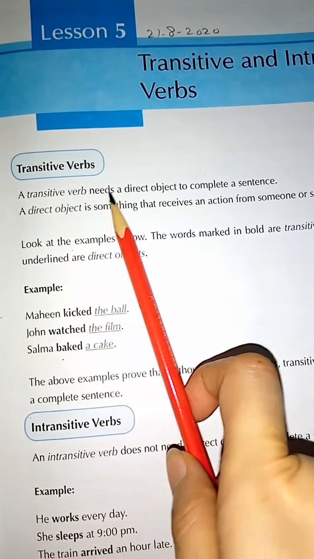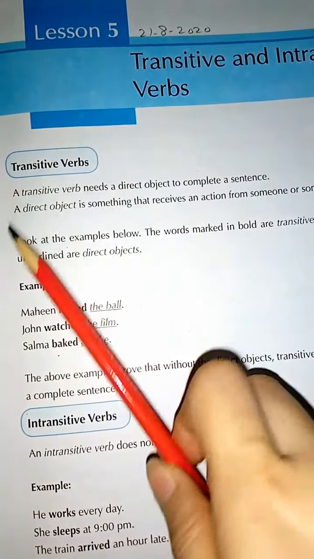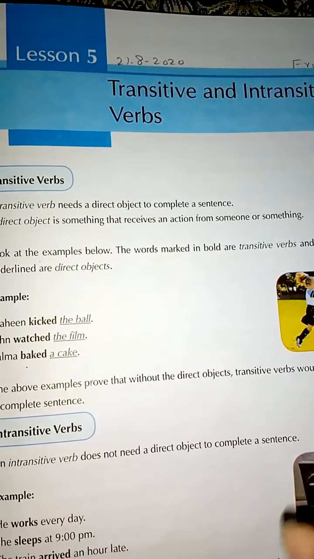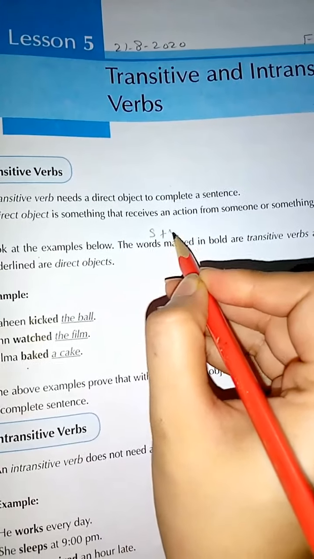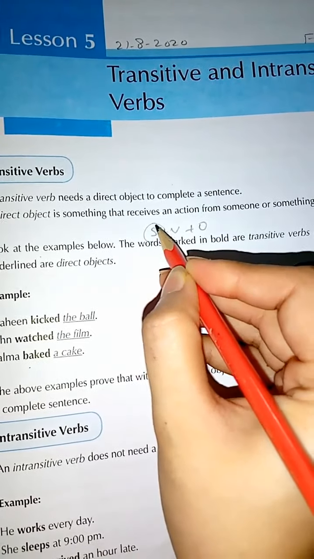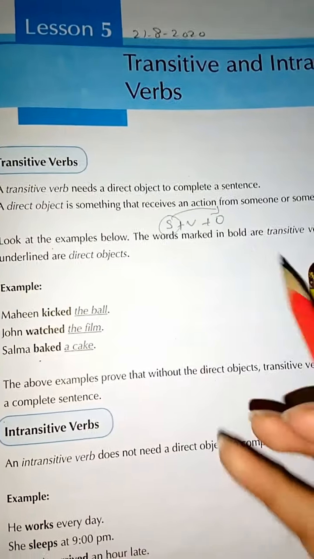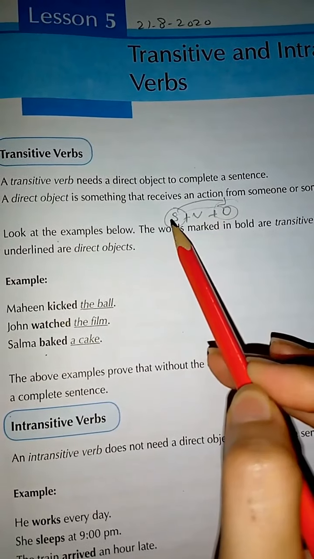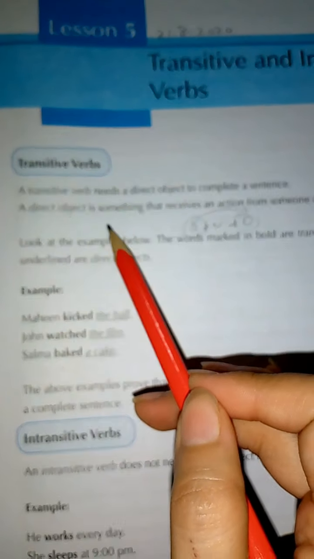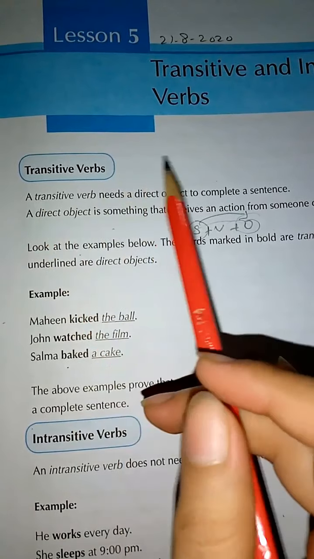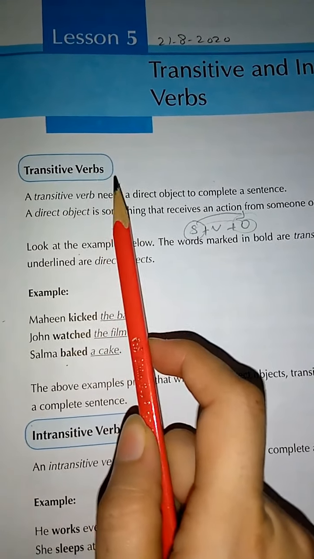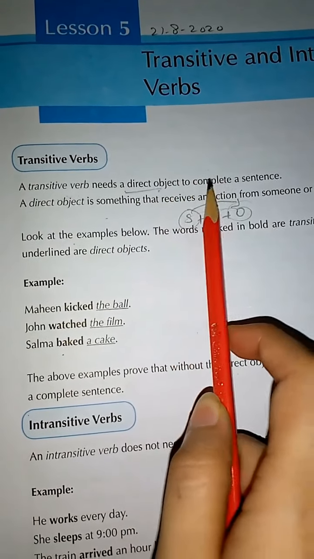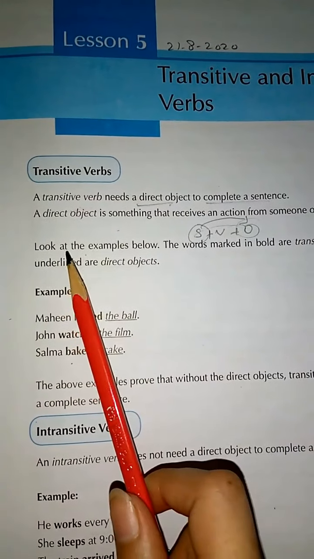A transitive verb needs a direct object to complete a sentence. A direct object is something that receives an action from someone or something. As I have told you, in a sentence we have subject plus verb plus object. The subject performs the action and the object receives the action. So when the object receives the action directly from the subject, that will be the direct object. Whenever we use a transitive verb in a sentence, it must have a direct object to complete the sentence. Then look at the examples below.